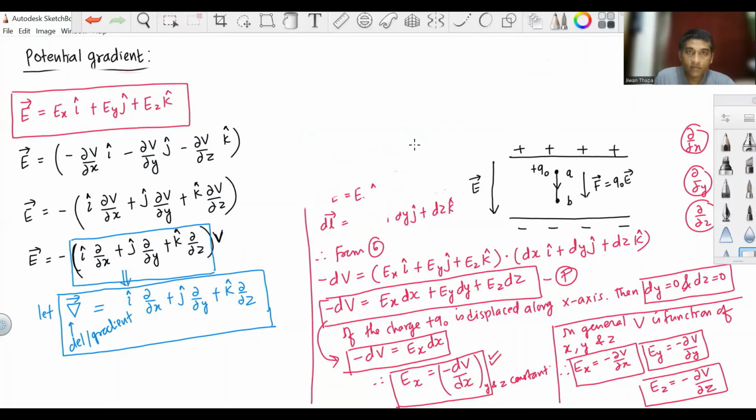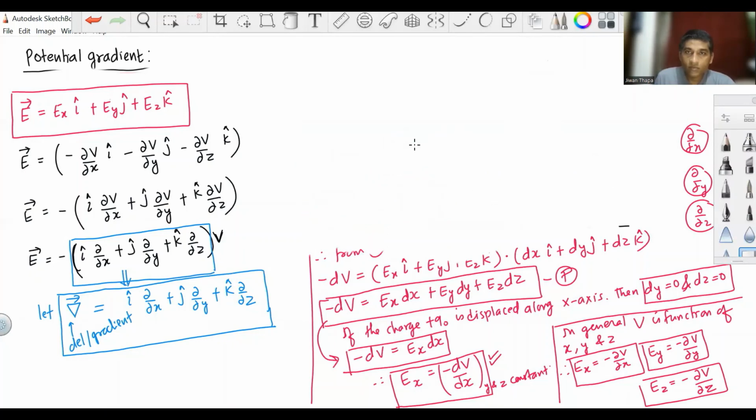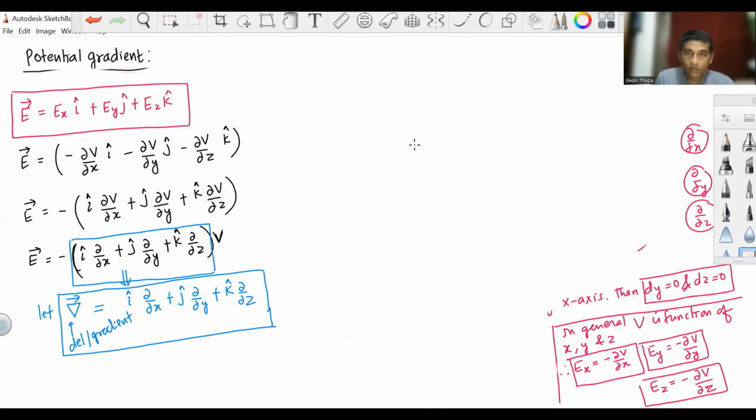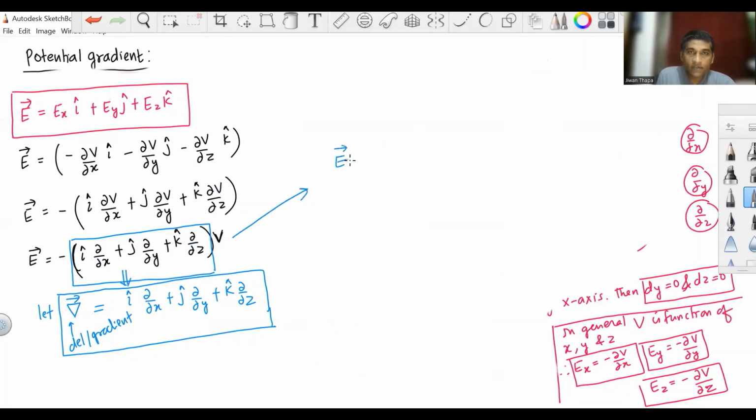Let me erase this. Let us take this. So we can write electric field, that is vector E, equals minus, and we have del operator. So this is del operator, so del V. So we get this, finally. And del V is called potential gradient.